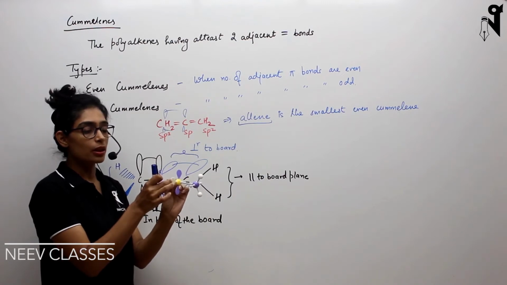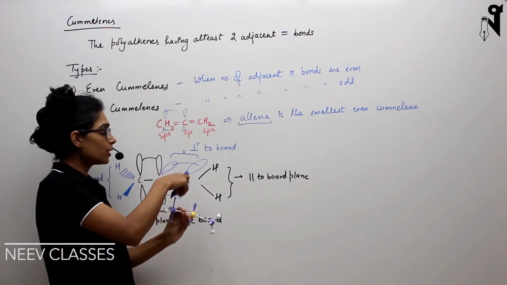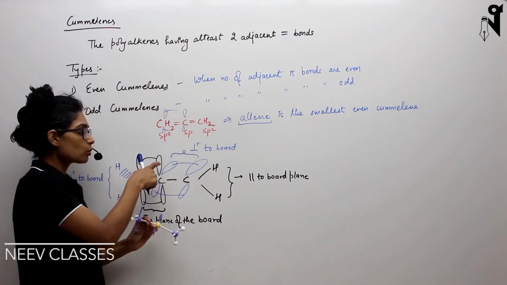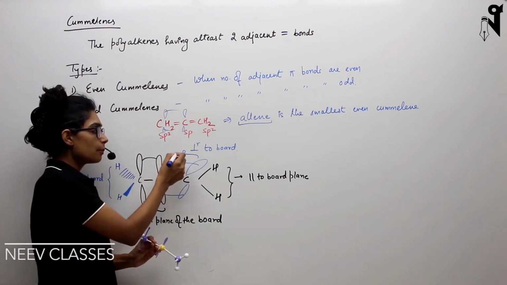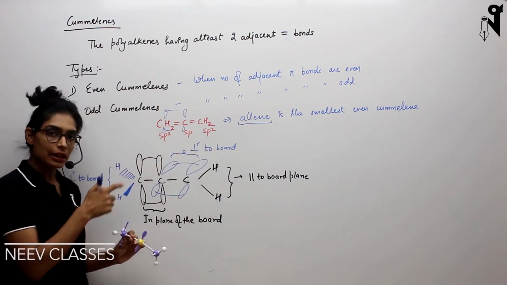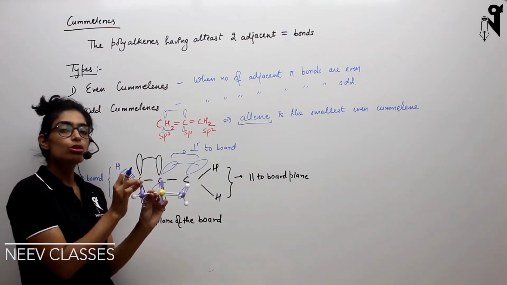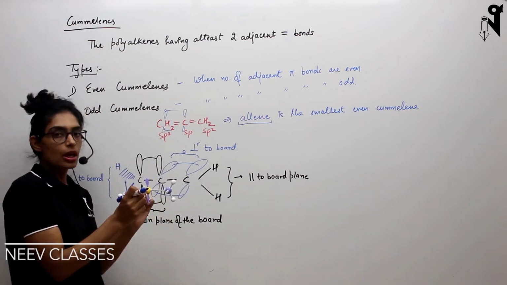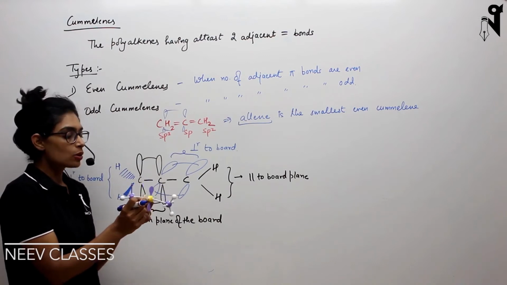Another p orbital which is going to form a pi bond with the next carbon has to be in the perpendicular plane with respect to the above pi bond. So this plane has to be perpendicular to the board. If the black plane or this purple plane is parallel to the board, then this blue plane or the white plane with respect to this is going to be perpendicular to the board. So that's how I have shown it.